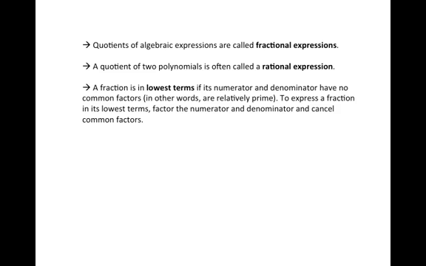Quotients of algebraic expressions are fractional expressions. A quotient of two polynomials in particular is often called a rational expression. A fraction is in lowest terms if its numerator and denominator have no common factors, in other words, are relatively prime. To cancel a fraction in lowest terms, factor the numerator and denominator and cancel common factors.